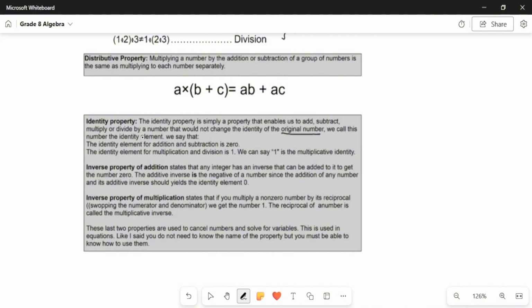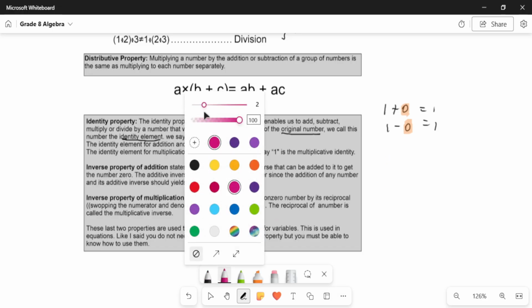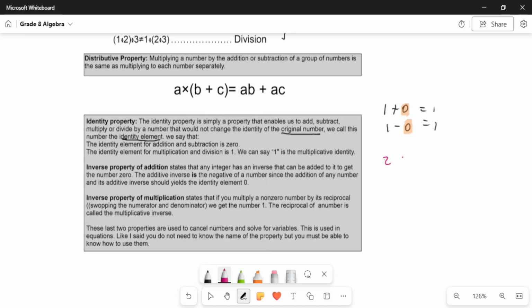So effectively what we're saying is, we want to find a number which we call the identity element, right? That when added or subtracted to another number will not change that number. For example, if I had 1 plus 0 or 1 minus 0, this both gives me 1. And so what we can say is that 0 is the identity element of addition and subtraction, right? If I had 2 times 1 or 2 divided by 1, both gives me 2. And so therefore we can say that 1 is the identity element of multiplication.